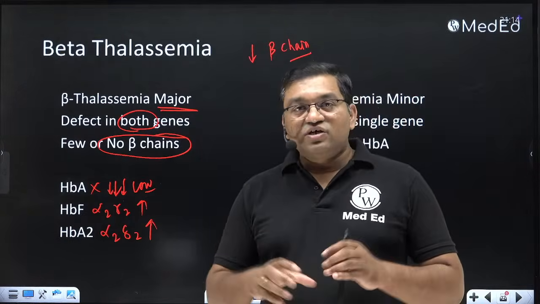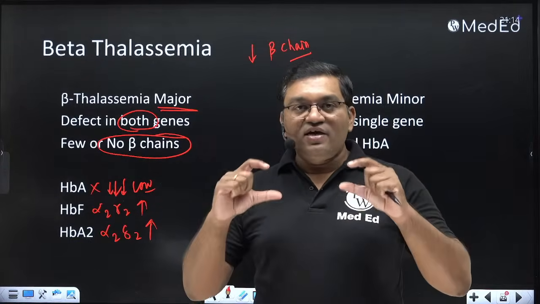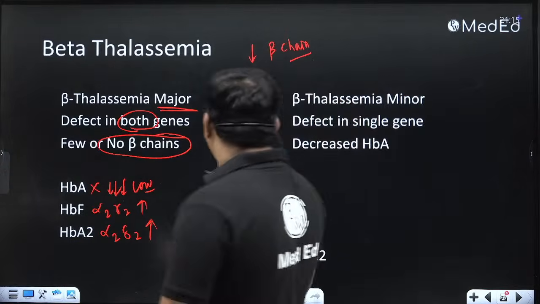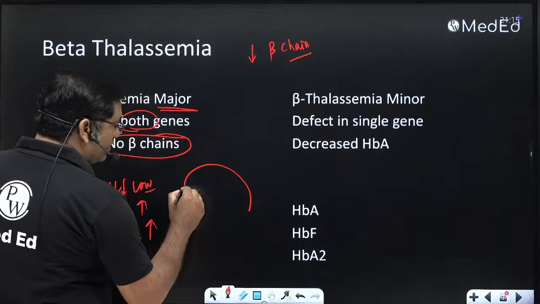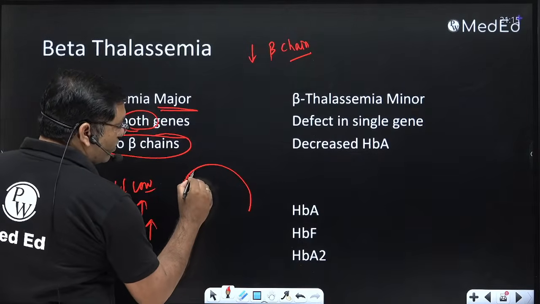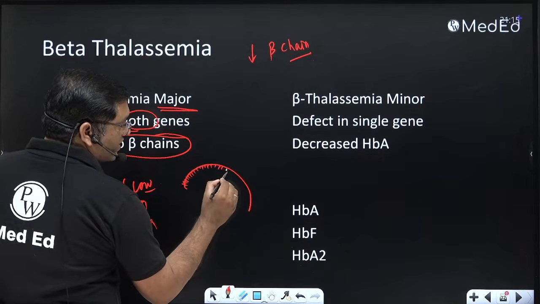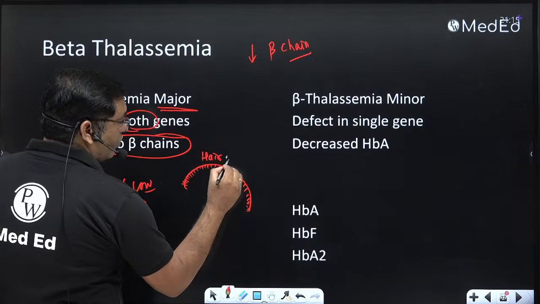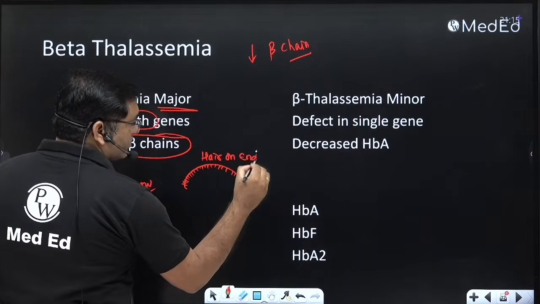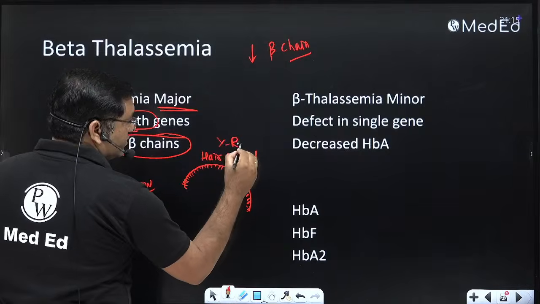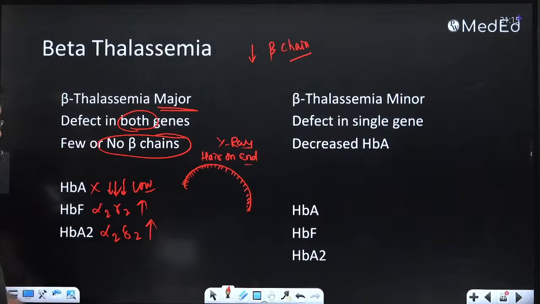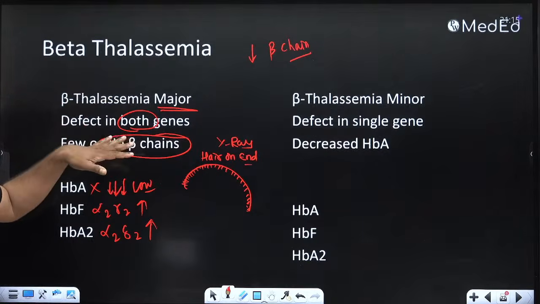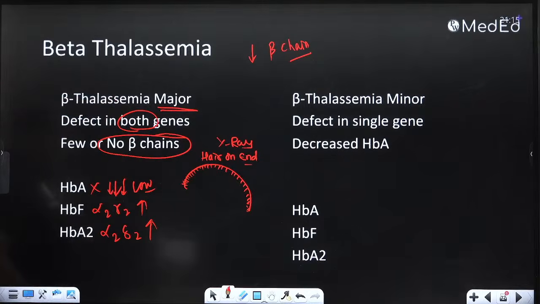And the X-ray skull shows the hair on end appearance. So this is the skull. The X-ray will show the hair on end appearance. This is in beta thalassemia major, where there is a defect in both the genes.